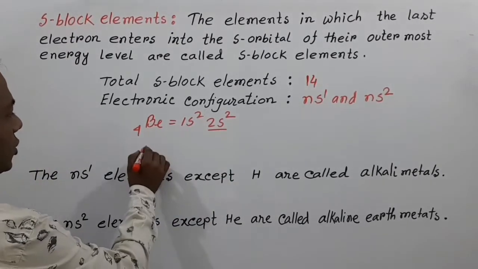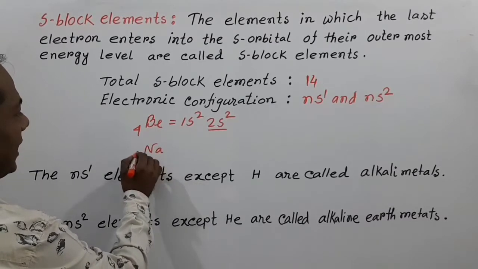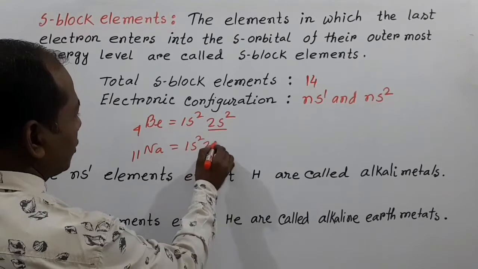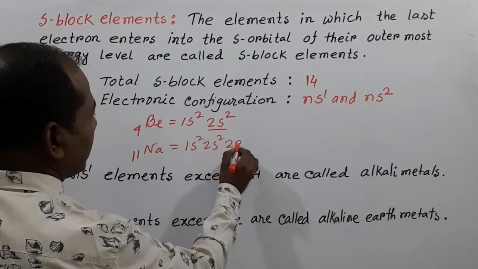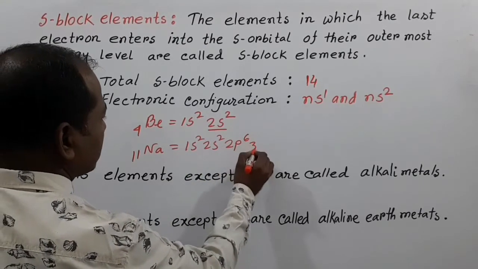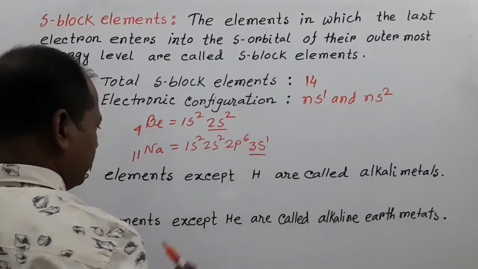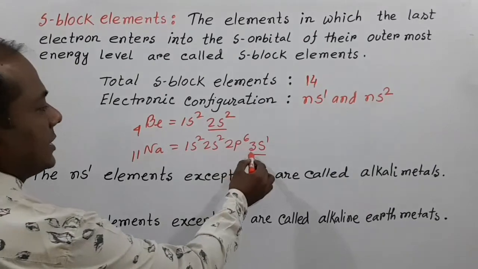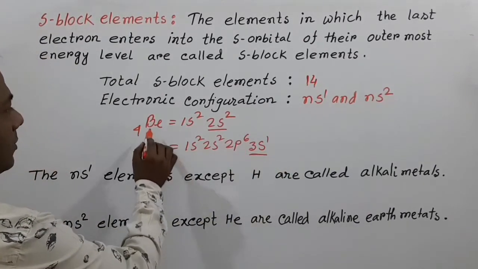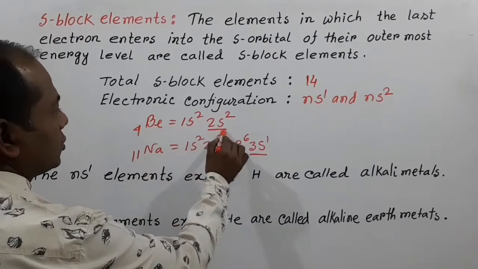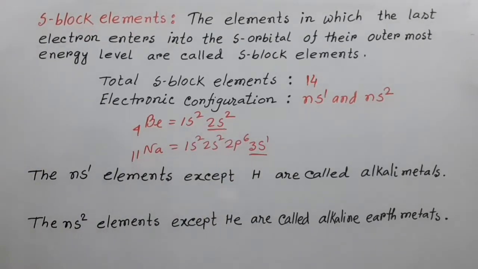My dear students, for sodium we can write here Na 11: 1s2, 2s2, 2p6, 3s1. Here we can see that the electronic configuration is 3s1 for sodium, and the electronic configuration of beryllium is 2s2, that means ns2.